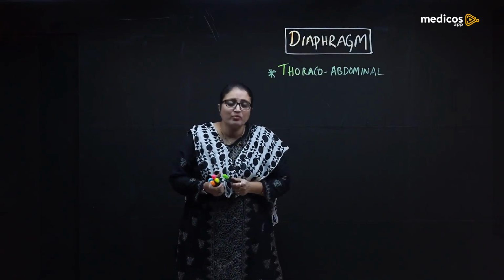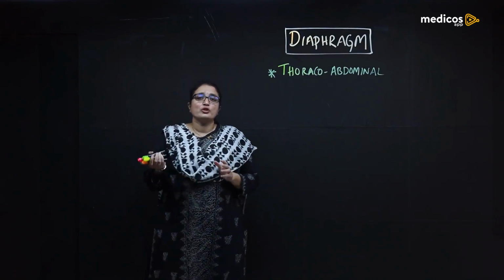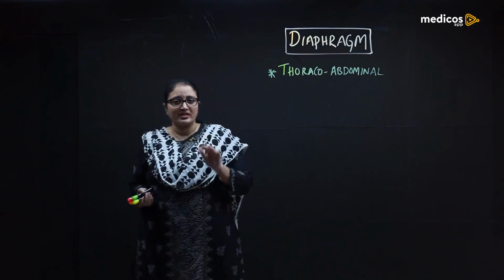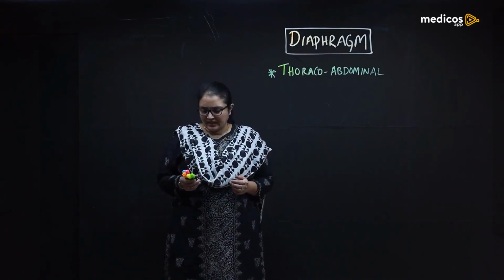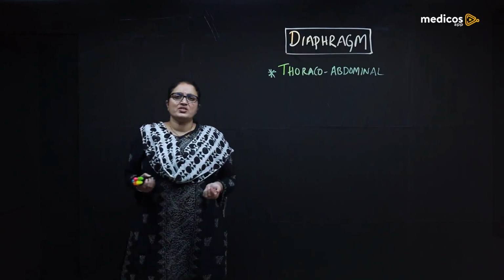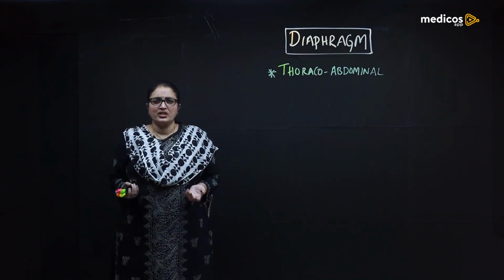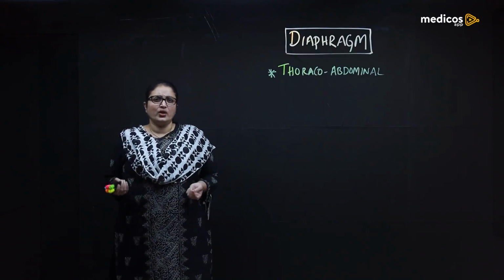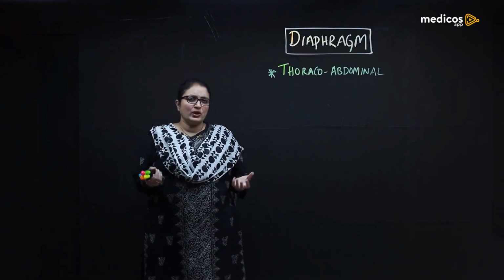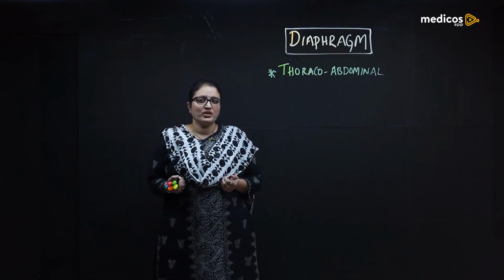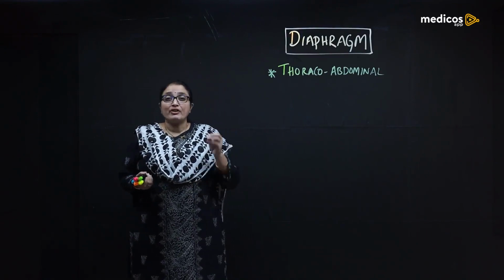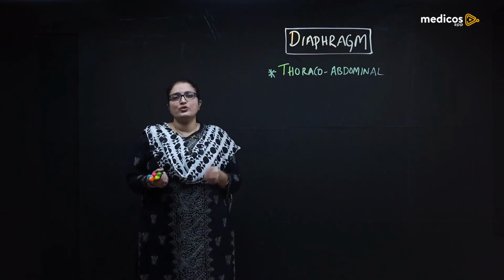So what is this thoraco-abdominal diaphragm? It is a musculoaponeurotic partition which separates the thoracic cavity from the abdominal cavity. Let us see from where it takes its origin and what its functions are. I hope you all know that the diaphragm as a whole muscle, with its contraction, helps in inspiration. One of the principal muscles for your breathing is the diaphragm. So you need to understand it.